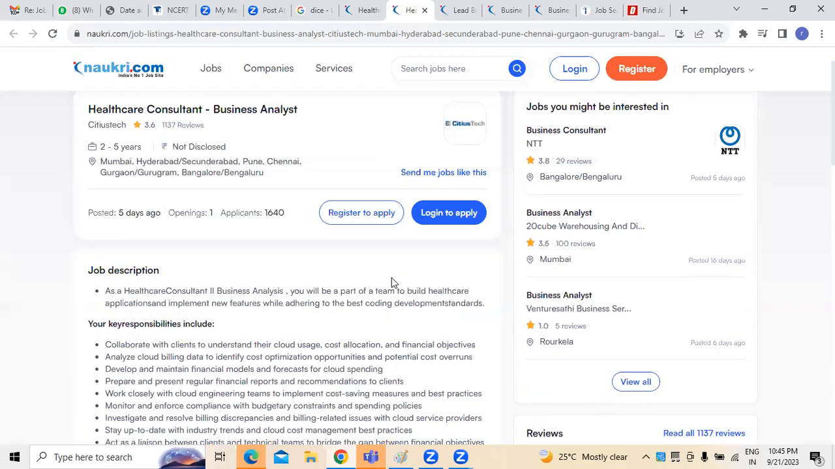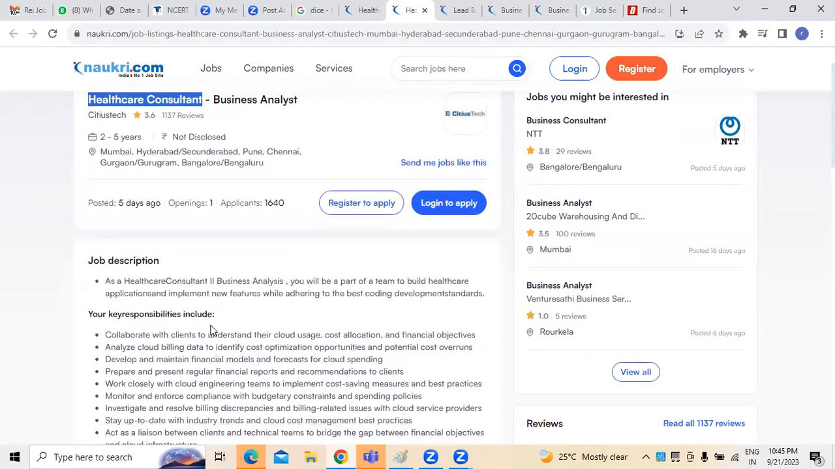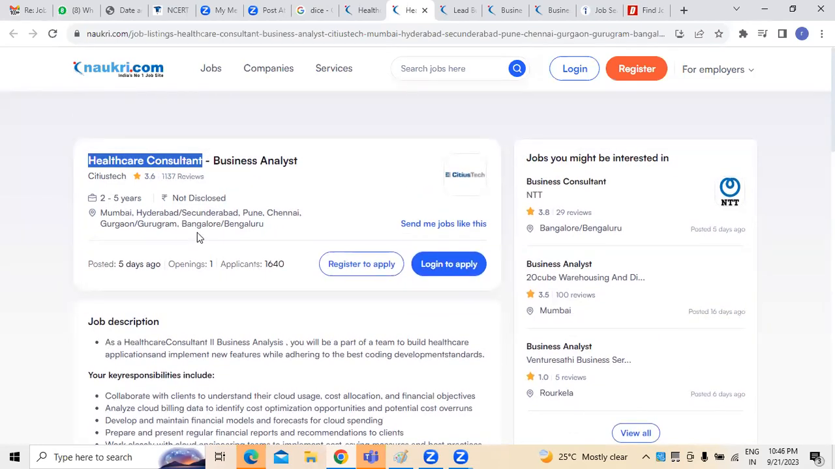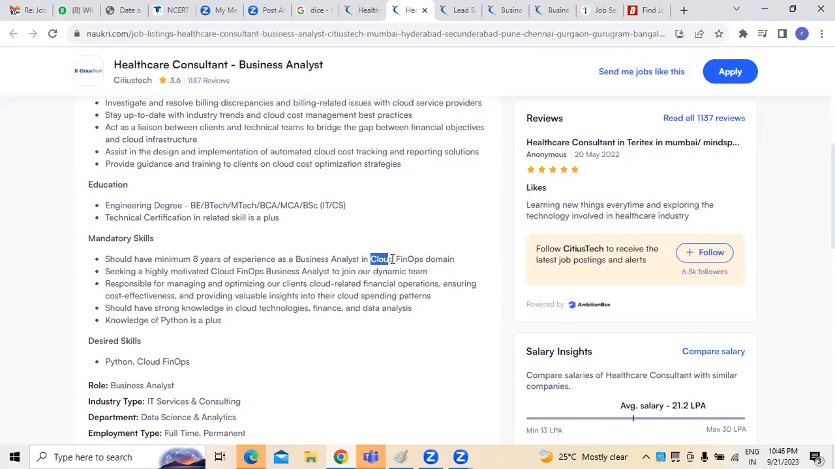But what they have mentioned here is a healthcare consultant. The profile they require is a healthcare consultant, but they want a healthcare consultant whom they are calling a business analyst. Underline this point. But the experience that individual should carry is experience in the CloudFin operations domain. Now, if you compare the same healthcare business analyst with another profile, you may not find this domain.